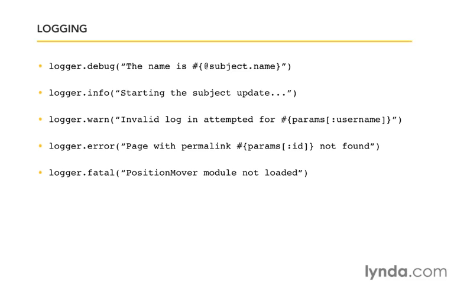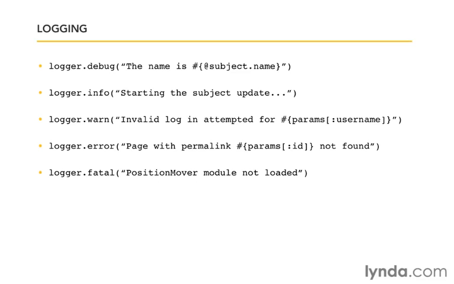So I've given you a couple of examples that we might use. Logger.debug. I've put something in there just to expose a value to me, just so that I can look in my log and see, oh, okay, at this point in the code, this was the value of something. Logger.info, I might use to let myself know, oh, look, you're starting a process here. Logger.warn, we might want to use for something like warning us that someone tried to log in with an invalid password.